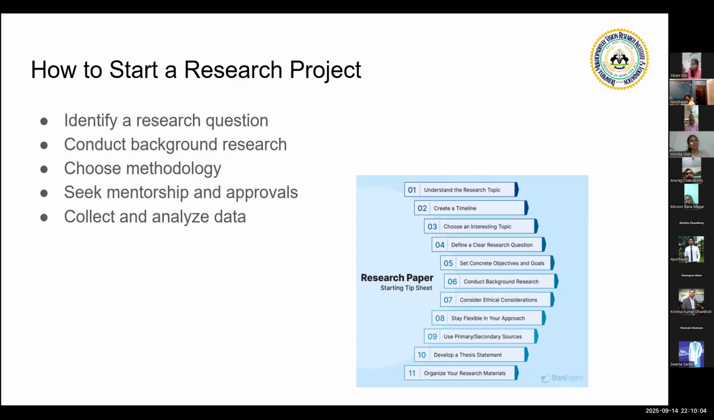Now, how to start a research project? So again, first you need to identify a research question, like why I should do this research. Anyone who submits a proposal will face this question: why are you doing this research? Now, sorry, am I audible and visible? Yes. So once you know why you should do this research, and for that answer I have given you the background till now, right? Next, identify the research question, then conduct the background research.